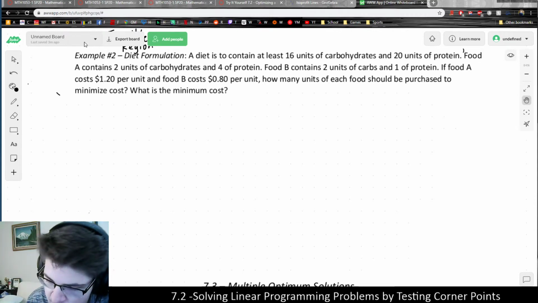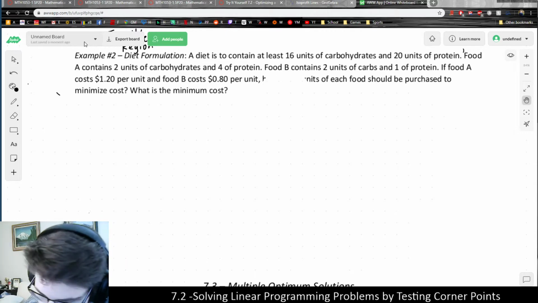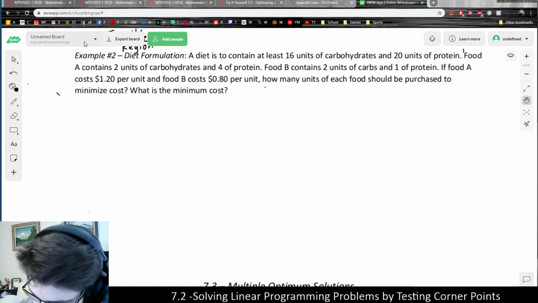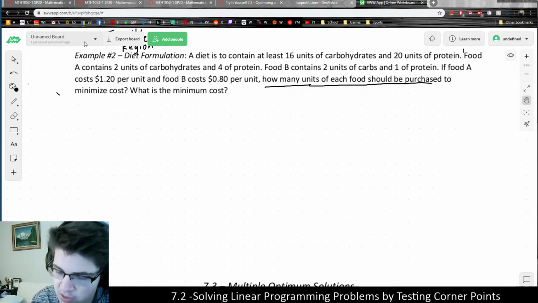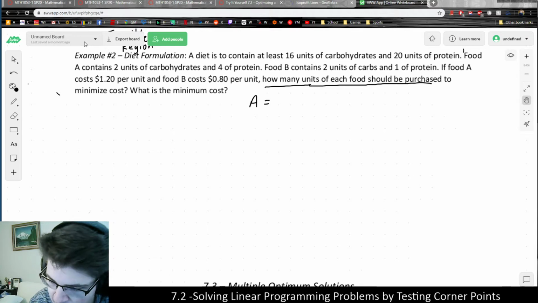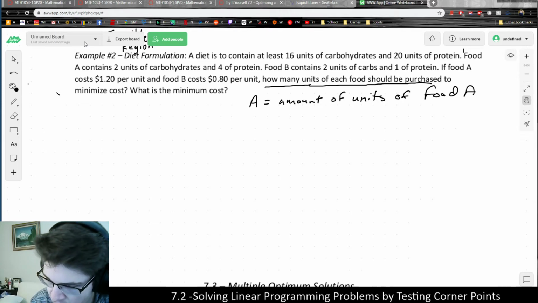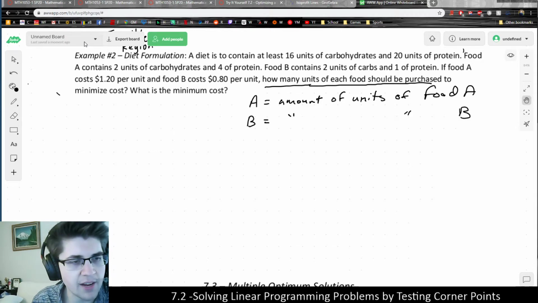What we're trying to solve is how many units of each food should be purchased. Let's just call those A and B, because A is the amount of units of food A, and same for B. Go ahead and note what everything stands for.